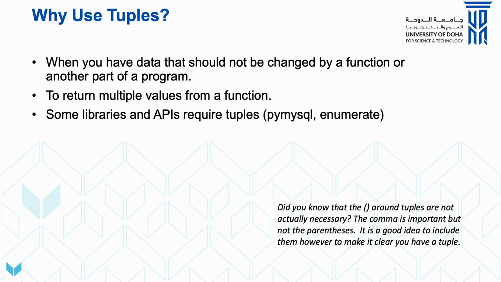When you have data that shouldn't be changed by a function or another part of a program, we're gonna have to make one of those. So we'll actually make one before we go to the next page. Or it can also be used for returning multiple values from a function. That's actually one of the reasons why we quite often use it. So I've got examples coming up.